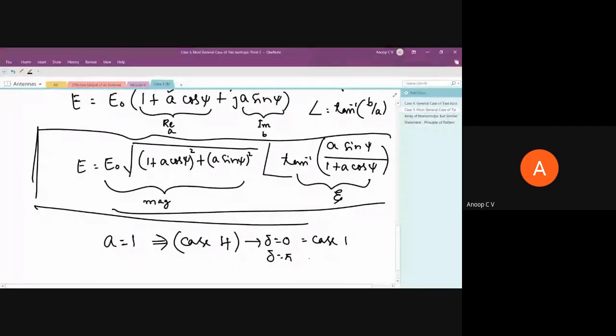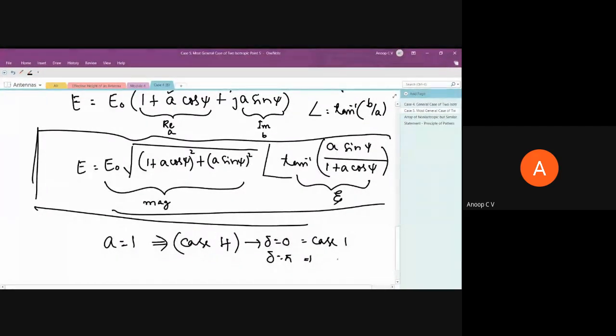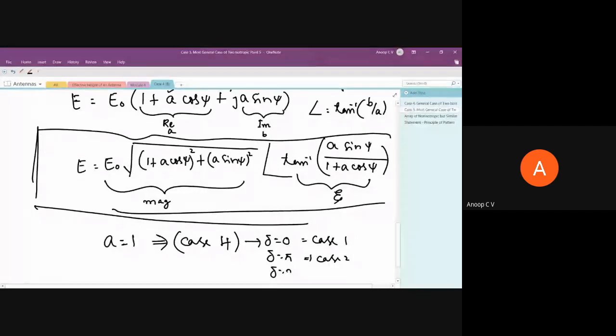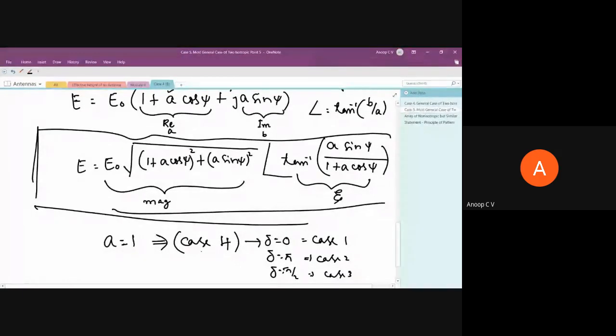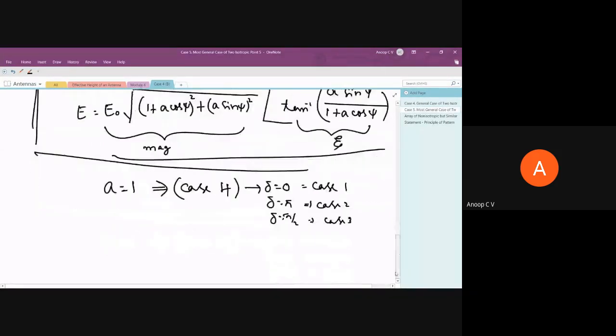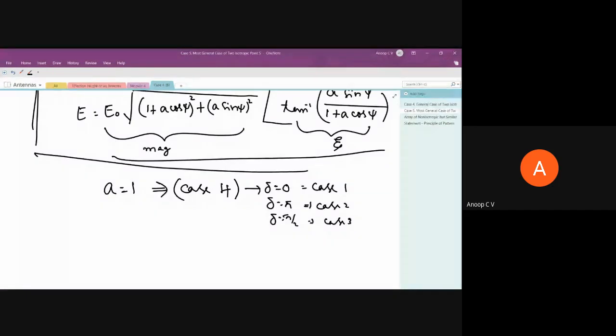Delta equal to pi will be case 2. Delta equal to pi by 2 will be case 3, for A equal to 1, right? And if A is not equal to 1, that is the most general case. It can be an array of any two isotropic sources with unequal amplitude and phase, right? That is about case 5.